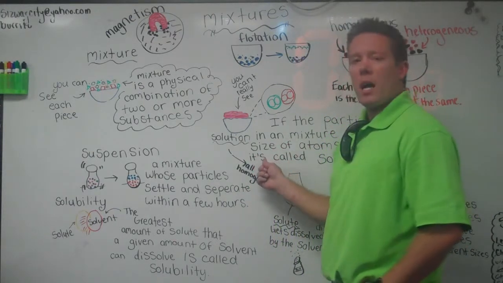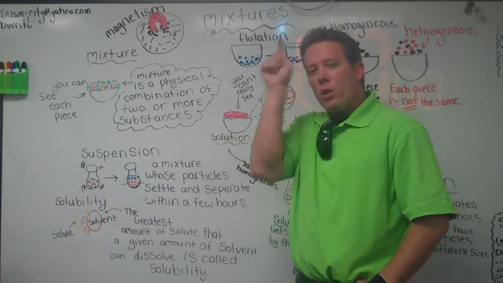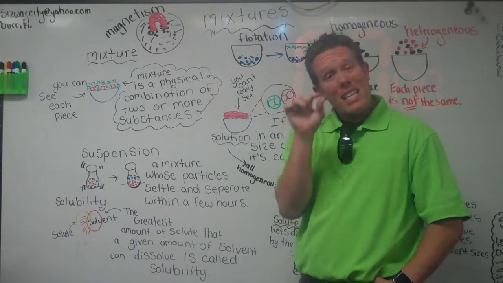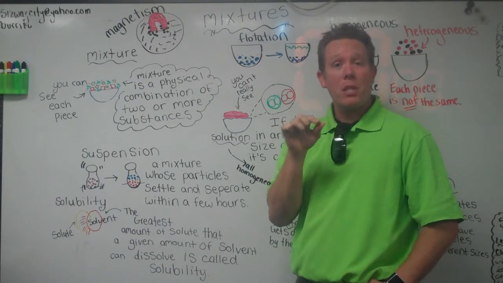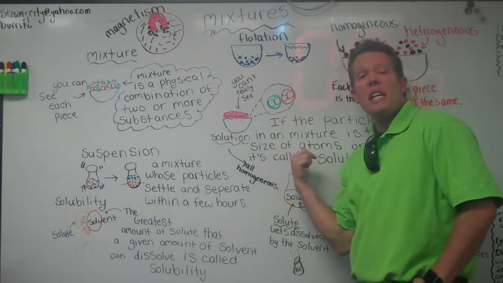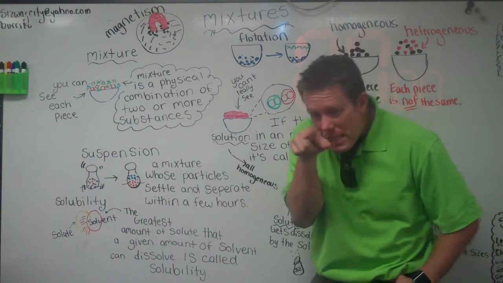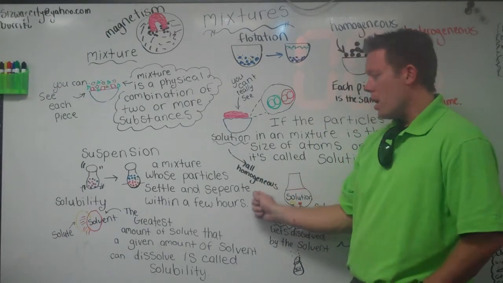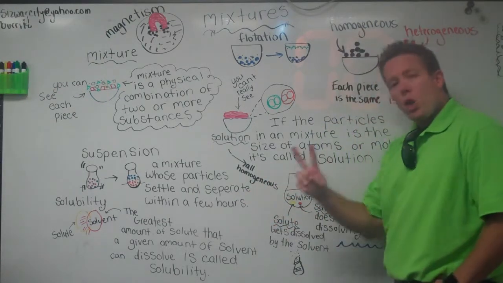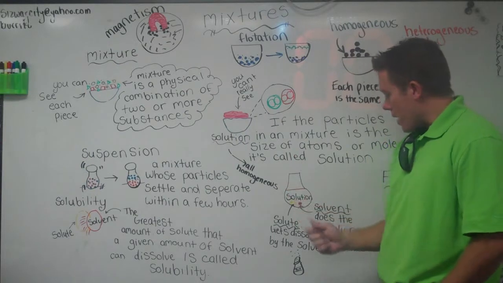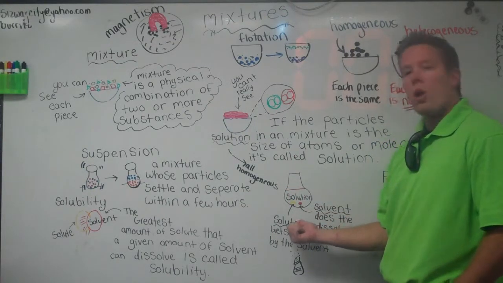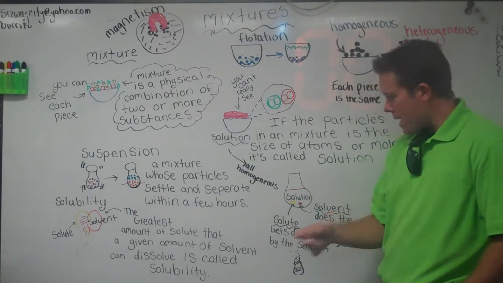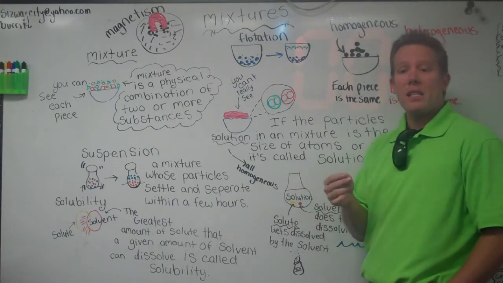Once again, we talked about solutions. If you look at a solution, it all looks the same. And the individual pieces that make up that solution are the size of atoms. They're really small. You can't see each individual piece. It's called a solution. There are 2 parts that make up every solution. There is the solvent and the solute. The solvent does the dissolving, and the solute is the thing that gets dissolved.